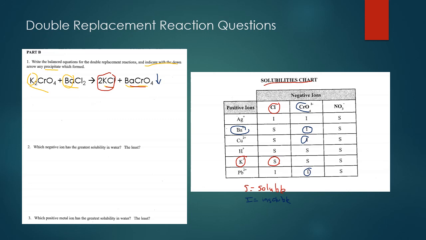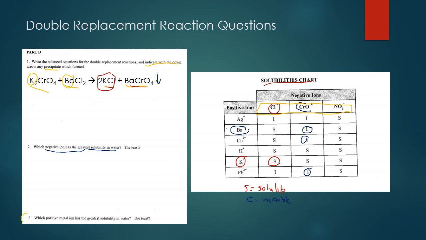All right, let's look at number 2. So number 2 is asking which negative ion has the greatest solubility in water. So it's asking for negative ions. So you're just going to focus on these 3 negative ions along the top. And it's saying which one has the greatest solubility. So you're looking at which one of those 3, chlorine, chromate, or nitrate, which one has the most S's, because S's means soluble. So whichever one of those 3 has the most S's, that's the greatest solubility in water. The one that has the most I's is going to be the least soluble in water. So you're using the solubility chart to answer that question.